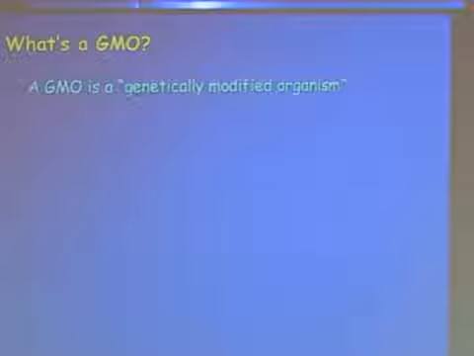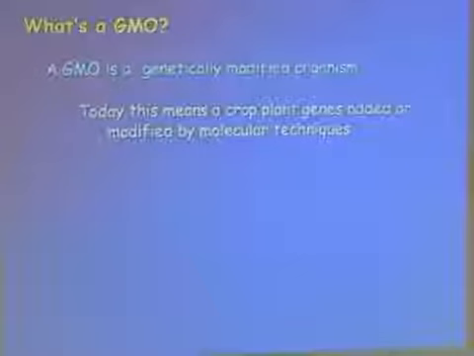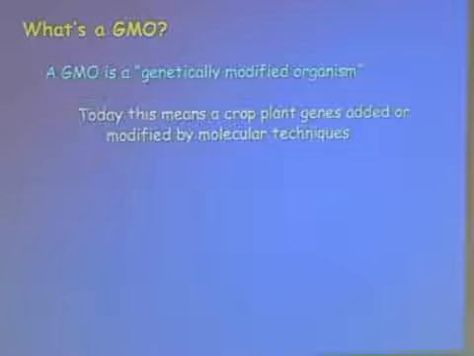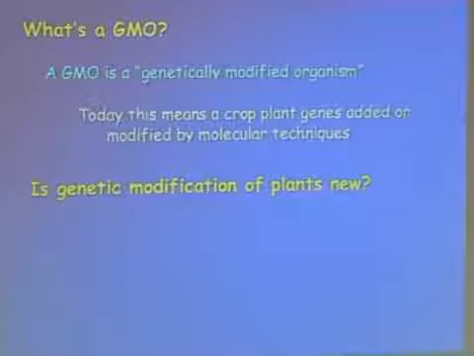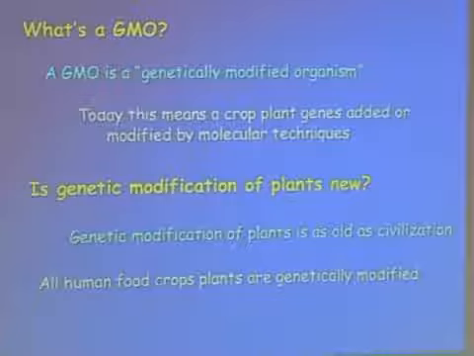Now, what it means today is something very specific, and that is a crop or other organism that has been modified using molecular techniques that have been developed in the past roughly 40 years. Now, the first question to ask is whether the modification of plants is new, and I would submit to you that plant genetic modification is about as old as civilization. Indeed, civilization is built on our ability to modify plants to make them more productive for our own purposes as opposed to their own reproductive purposes.